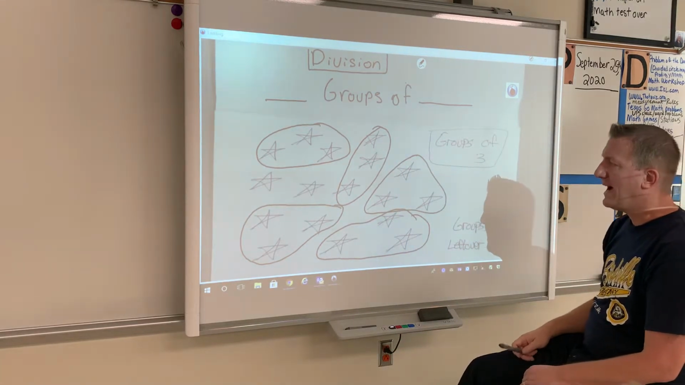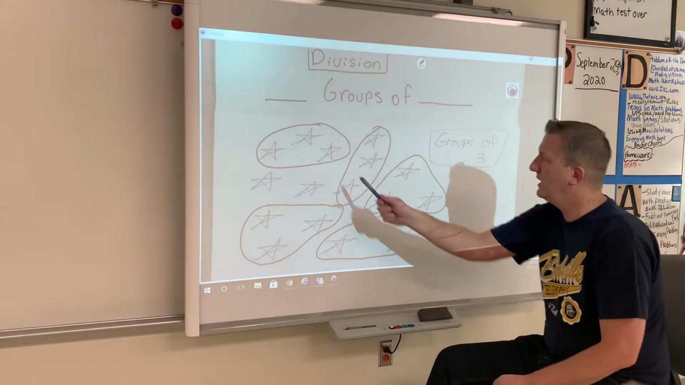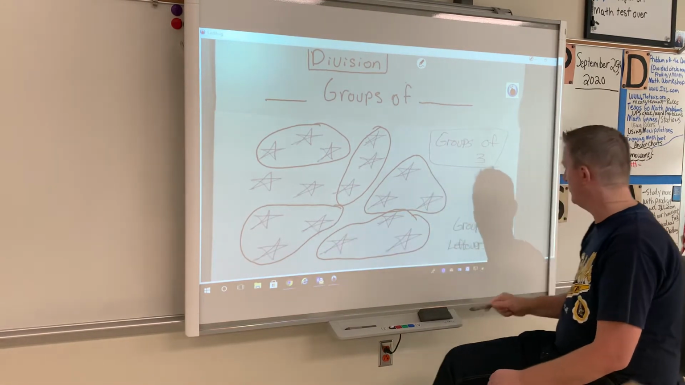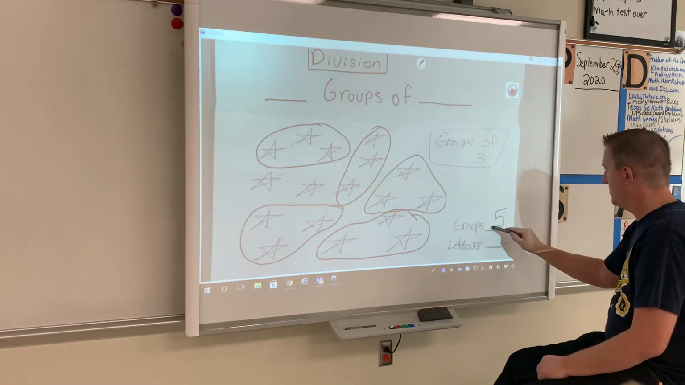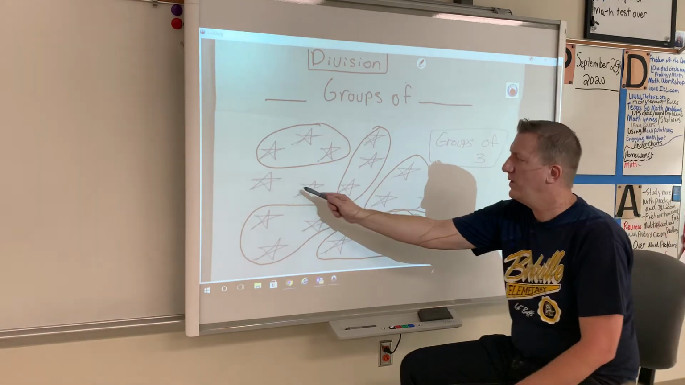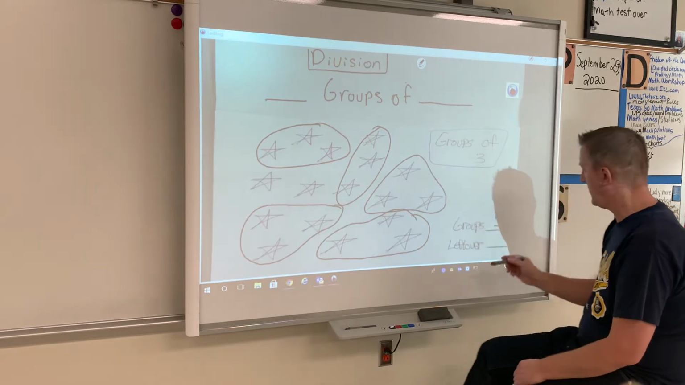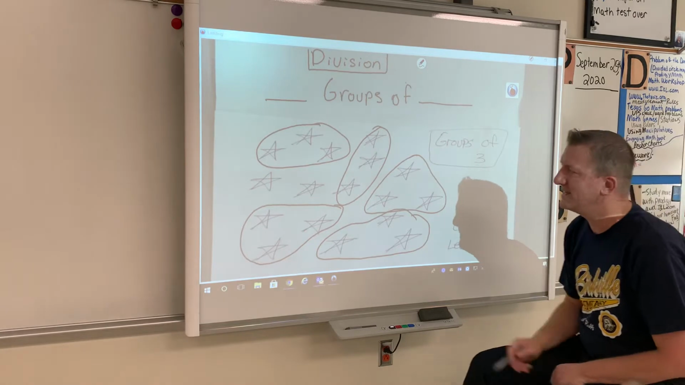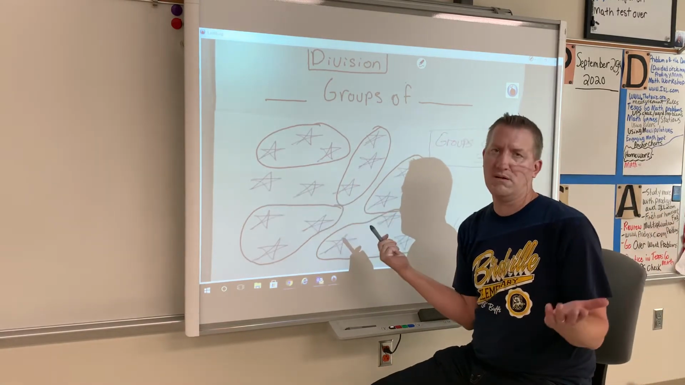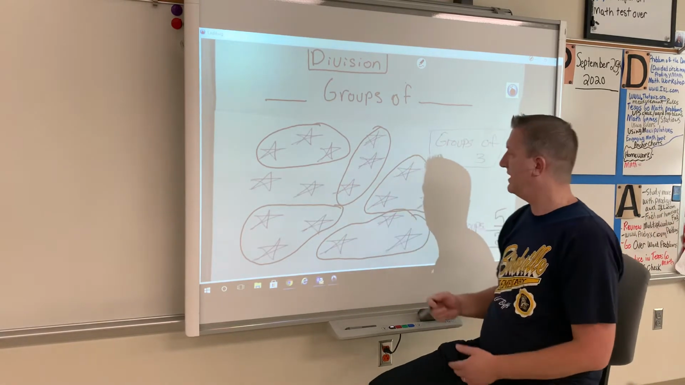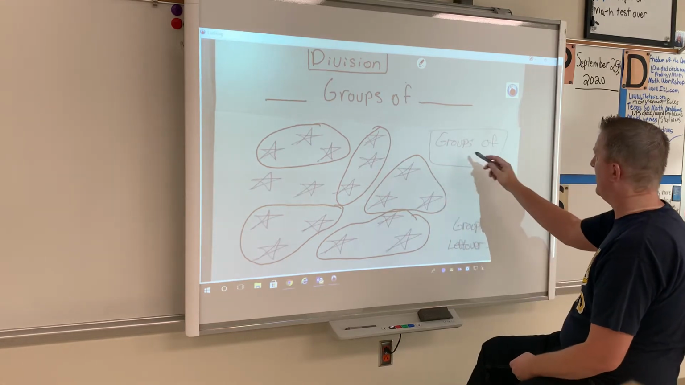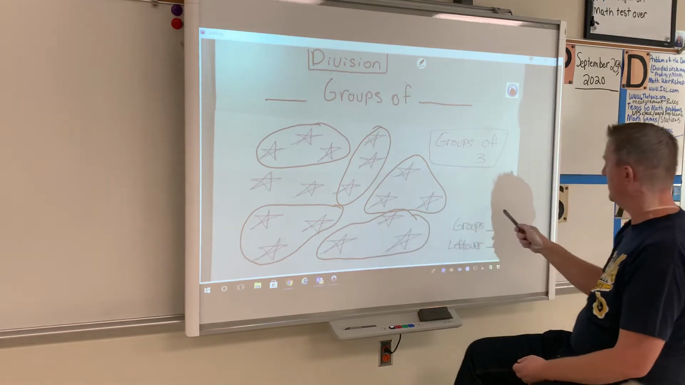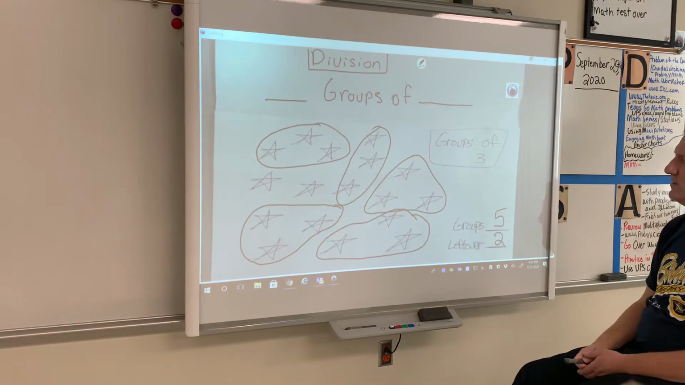Okay, so how many groups do we have? We have 1, 2, 3, 4, 5 groups. We have 5 groups with 2 left over. So my leftover is 2 because I can't have a full group there. So they're my leftovers. So my groups of 3 are 1, 2, 3, 4, 5 with 2 left over.